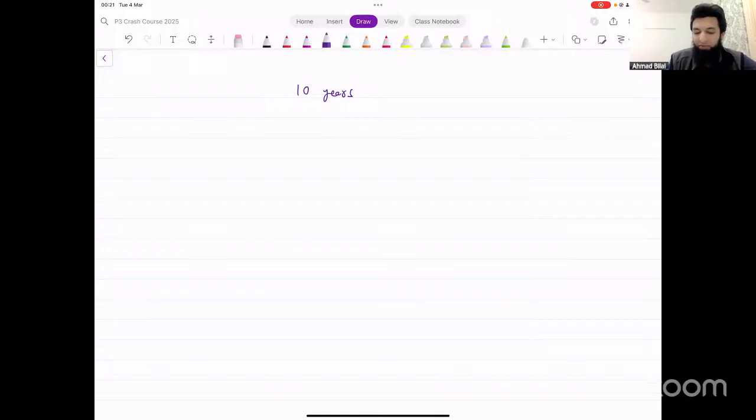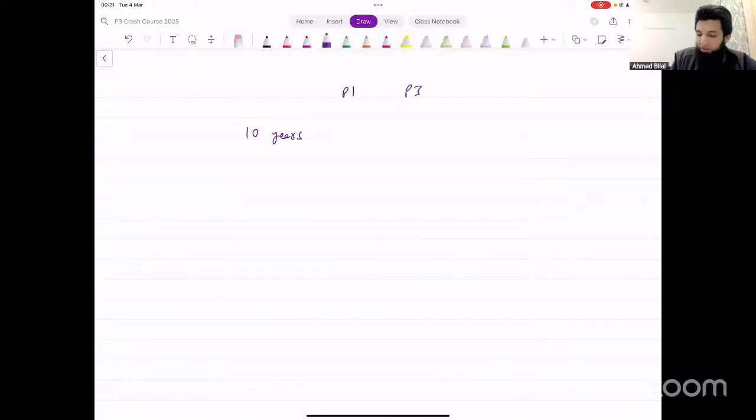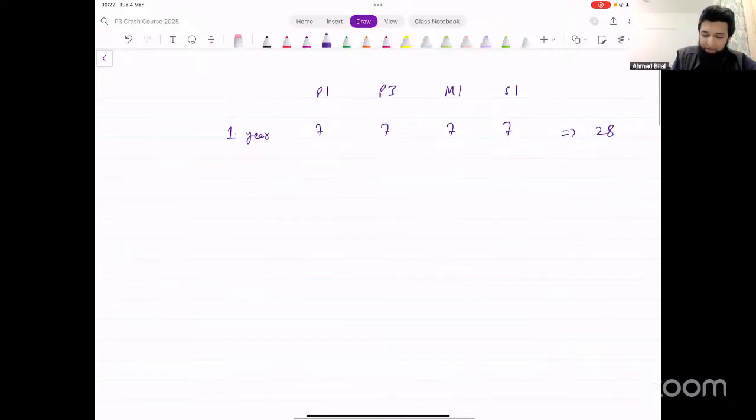How many papers do you have in a year? For each component, so let's say you have paper 1, you have paper 3, you have M1, and you have S1. For each component, you have 7 papers in 1 year. 1 in March, 3 May, June, and 3 October, November. So 7 papers for each component every year. All right. So for 1 year, that makes it 28 papers.